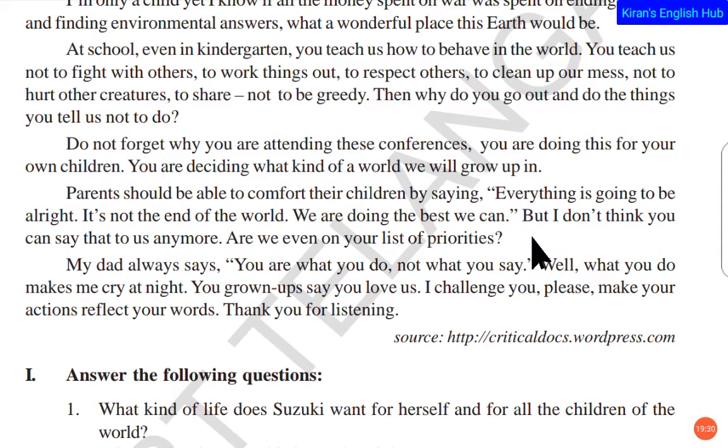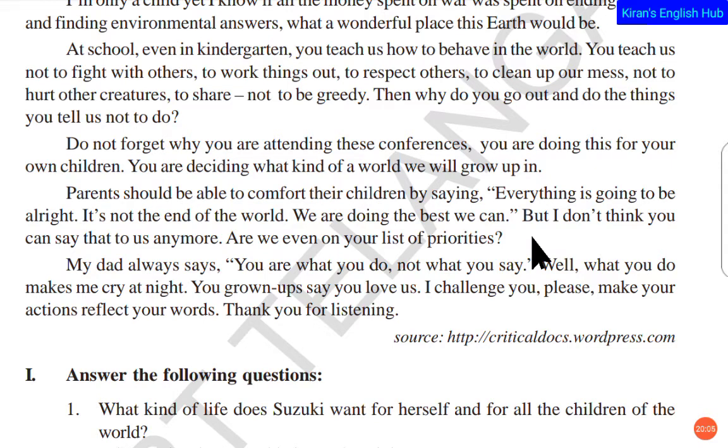So even there is another big question here. She is directly asking the people who are sitting there, who are also parents. She is asking, are we children even on your list of priorities? Because parents are completely busy these days, not caring even for the children. Leave aside plants, animals, the earth and environment. Are the parents at least caring for their children? Are they at least spending time with their own children? No, even this is not happening.